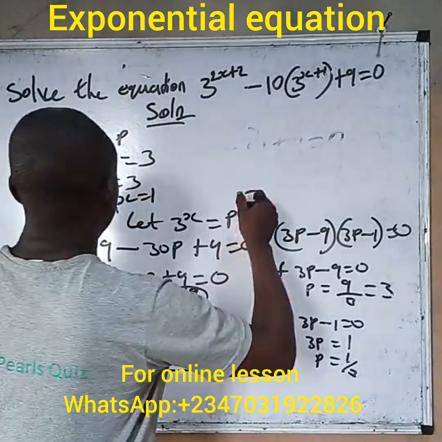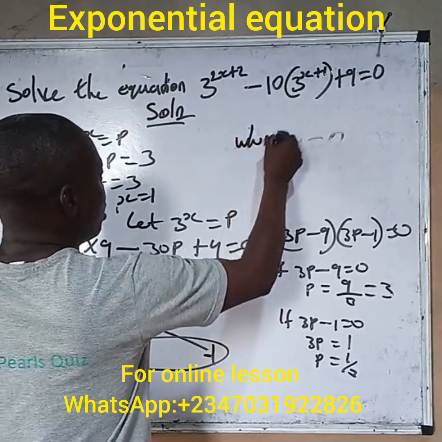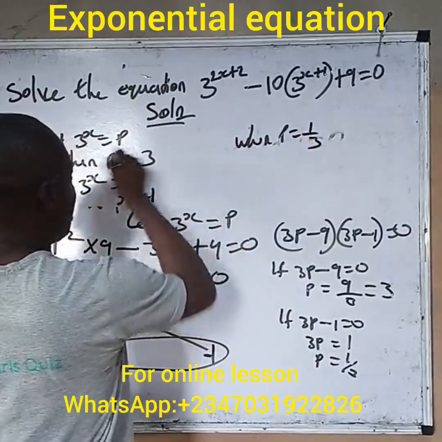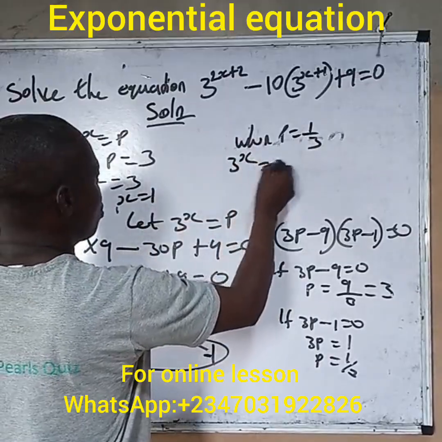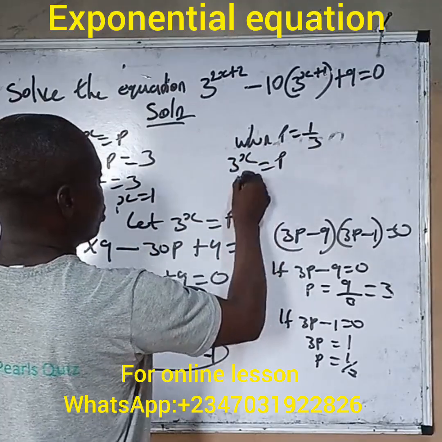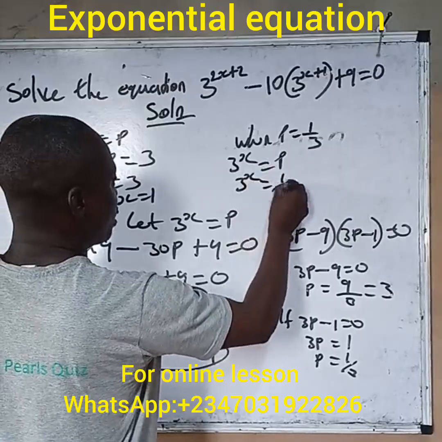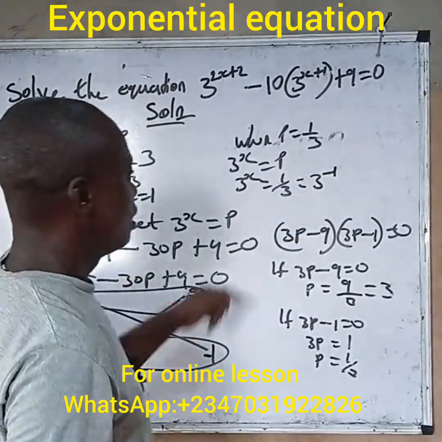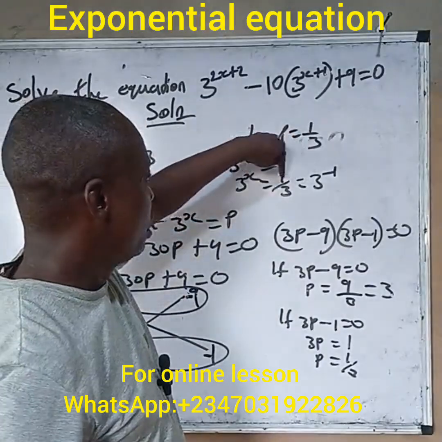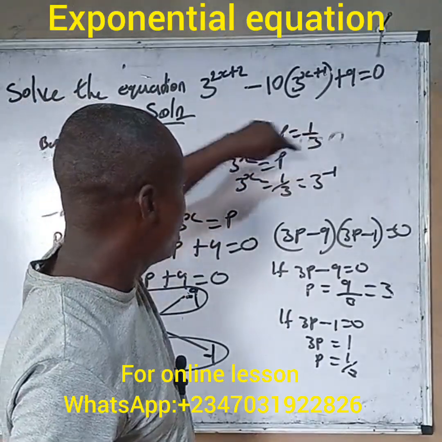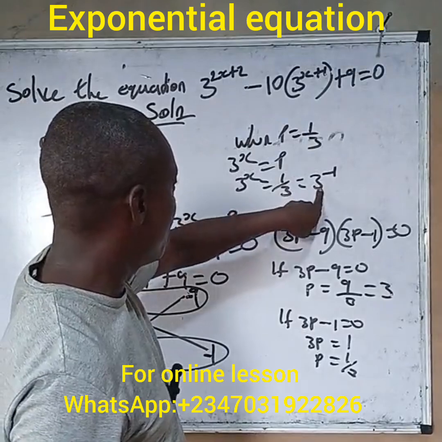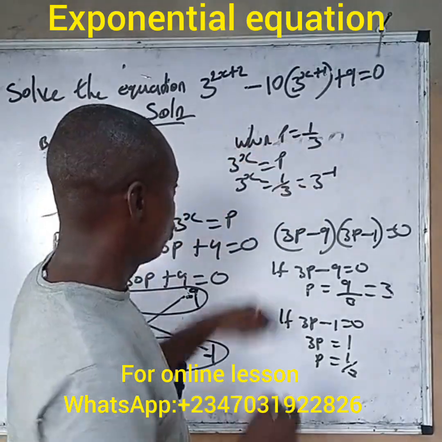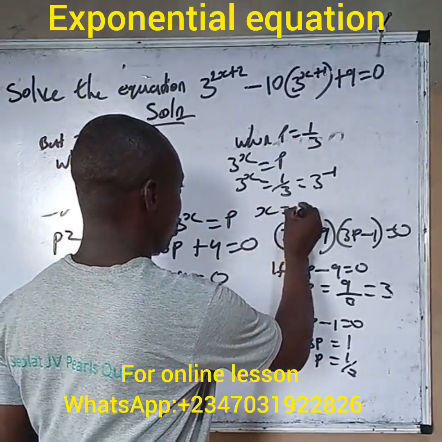Again, to say when p, this time, is equals to 1 over 3, using the same 3 raised power s is equals to p. So 3 raised power s now will be equal to 1 over 3. And this 1 over 3 means 3 raised power minus 1. Okay? The negative index law. 1 over 3 means 3 raised power minus 1. Now, you can see that the base here and the base here are equal. Still the first law of exponential equation. So your s will be equal to minus 1.